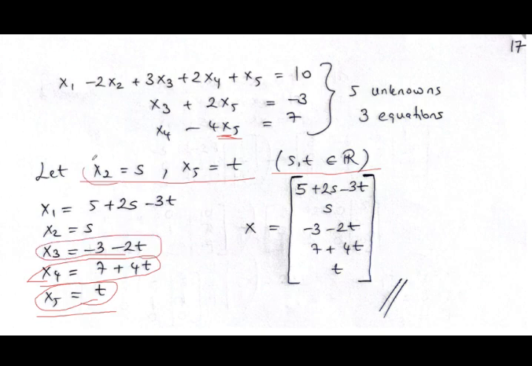We already parameterized x2 as s. And finally, you can solve for x1 here. You have 10 minus x5 minus 2 times x4 minus 3 times x3 plus 2 times x2. So that gives us 5 plus 2s minus 3t. And then we can finally represent this solution for x in terms of these parameters s and t.